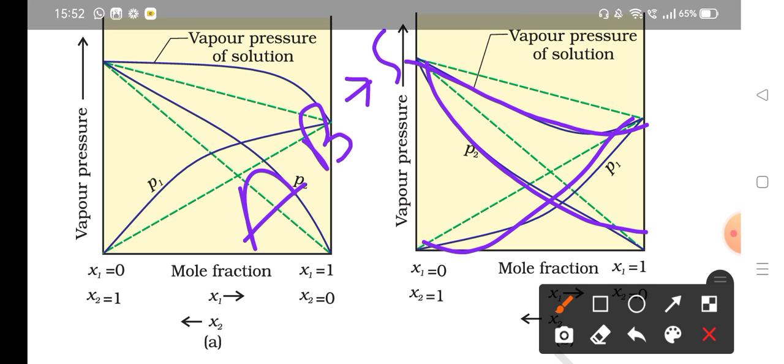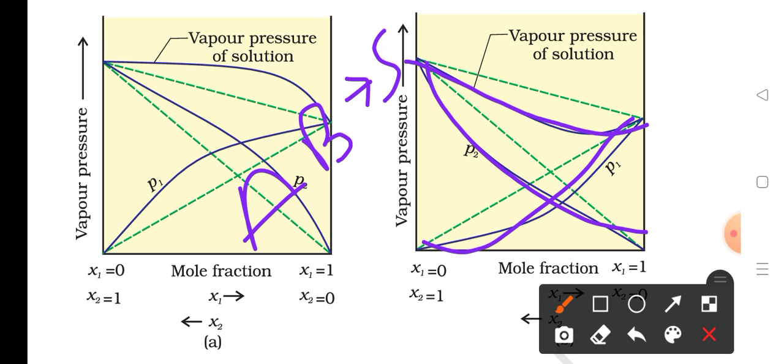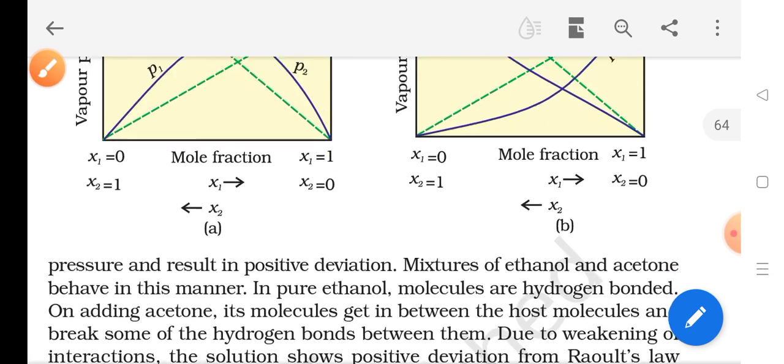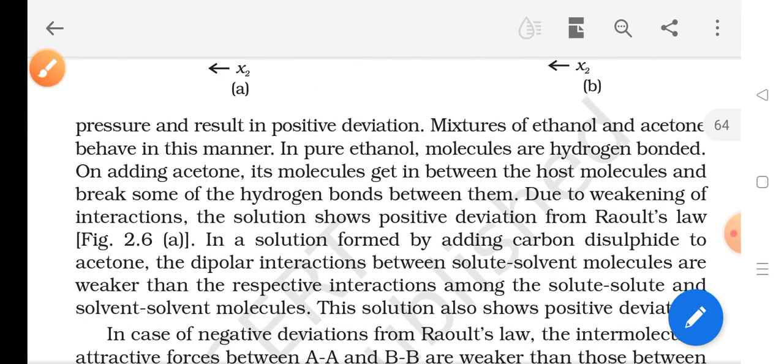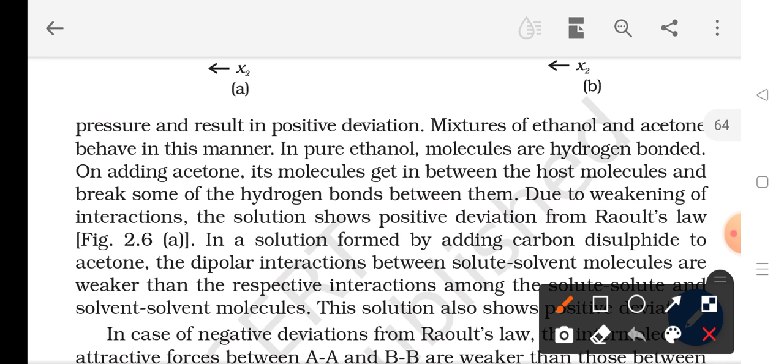Since AB bond is strong, so because it's strong, what happened? It cannot be transformed to vapor easily. So since it cannot transfer to vapor easily, it has less vapor pressure. That's it, okay. Just remember that in case of negative deviation, AB bond is stronger, okay. So that's it. Here we have some example, like a mixture of ethanol and acetone.